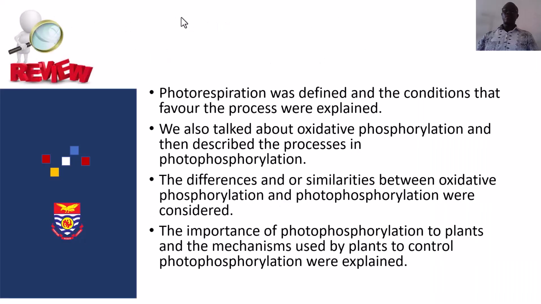So in review, photorespiration was defined and the conditions that favor the process were explained. We also talked about oxidative phosphorylation and then described the processes in photophosphorylation. So the differences and similarities between oxidative phosphorylation and photophosphorylation were considered. The importance of photophosphorylation to plants and the mechanisms used by plants to control photophosphorylation were also discussed.